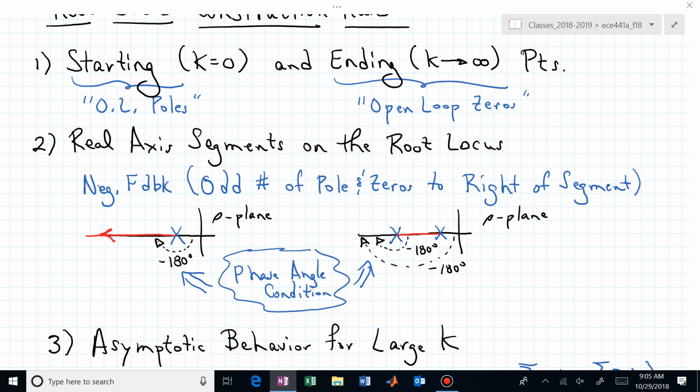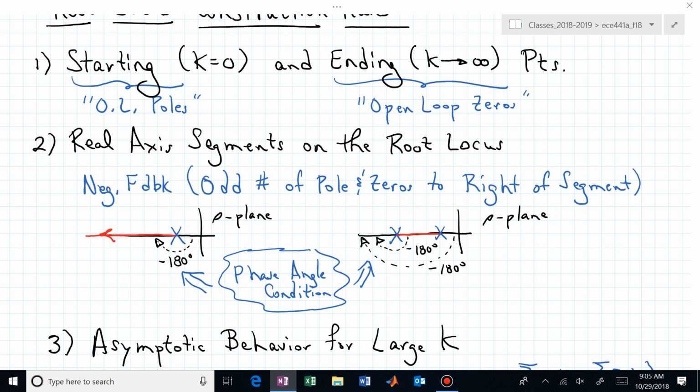Number 2, rule number 2 is counting. Essentially, how many poles and zeros are to the right of a particular section of our French bread. No, of the segment of the real axis.